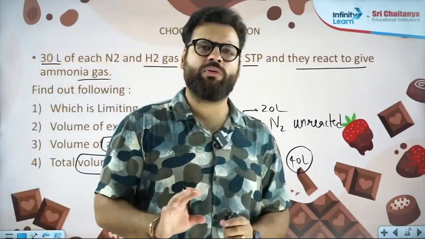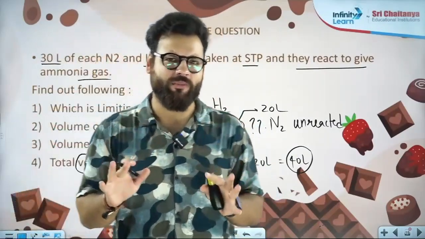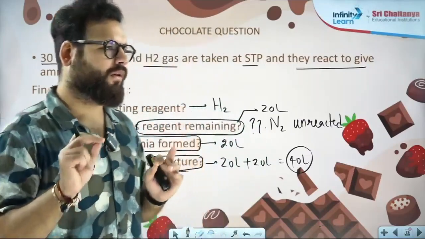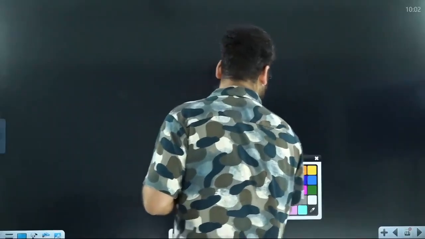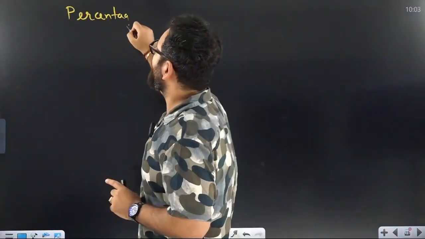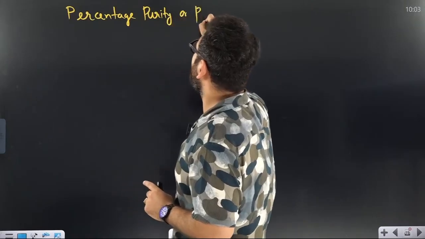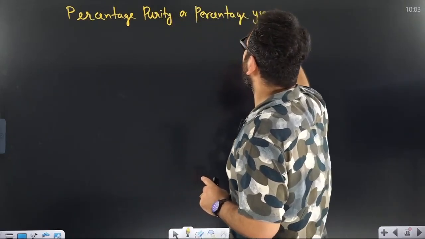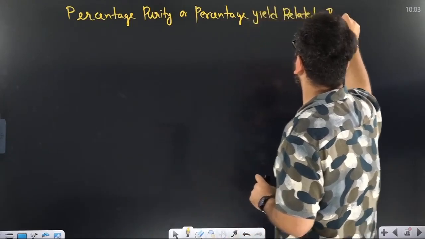Now today we'll do the next type. All of you listen carefully. Keep your hands away from the keyboard. All right. All of you see here. Next topic today. Very important topic. Percentage purity or percentage yield related problems.